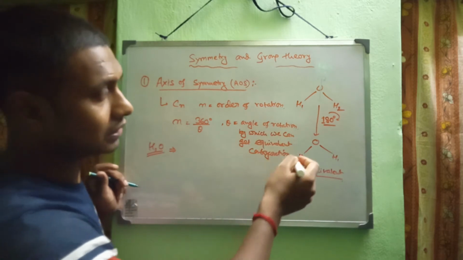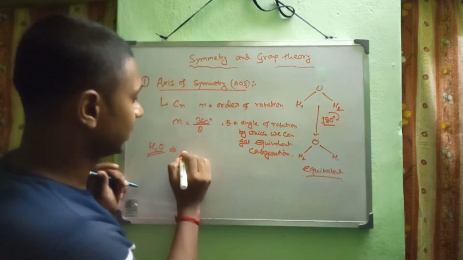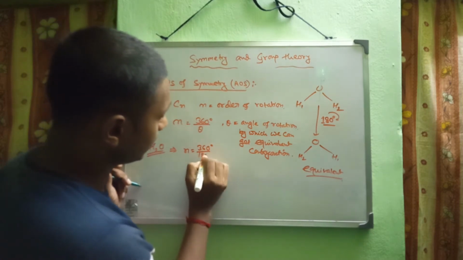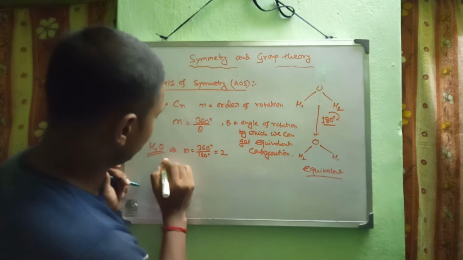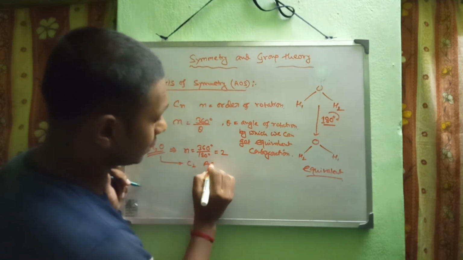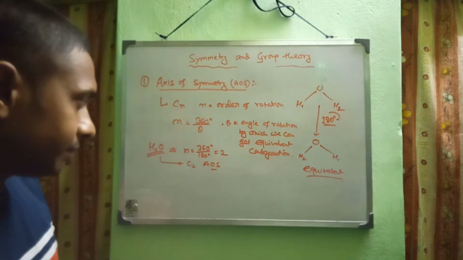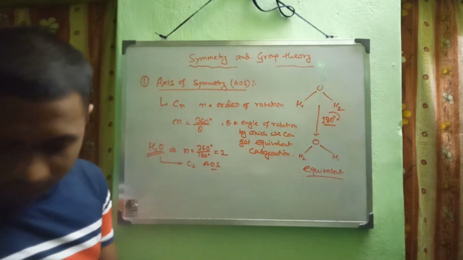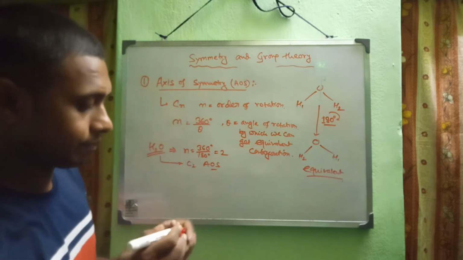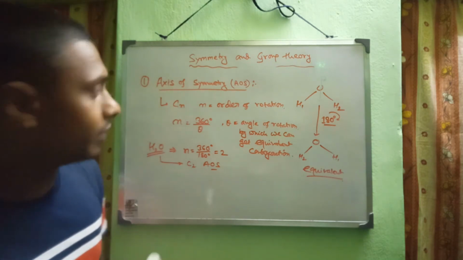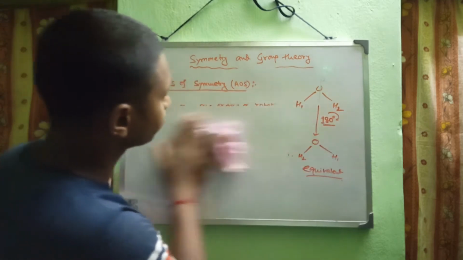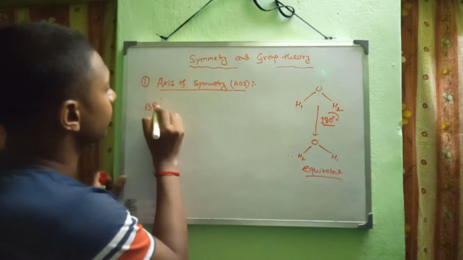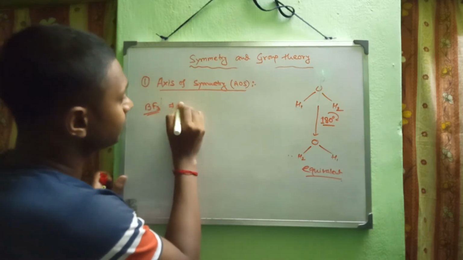about the bond axis by an angle of 180 degree. So here the value of n equals 360 degree divided by 180 degree, which is 2, so H2 molecule has a C2 axis of symmetry. Clear? Now let's take another example like BF3, boron trifluoride. BF3, which is a planar molecule.